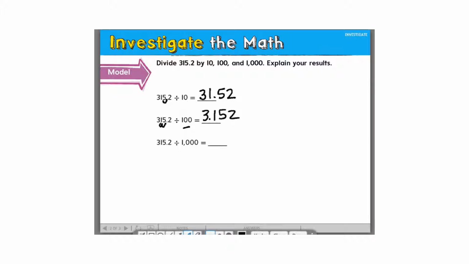Last one, I'm dividing by 1,000. I have the same number. This time I'm going to go 3 spaces. 1, 2, 3. I go 3 because that number is 1,000, and 1,000 has 3 zeros in it. So now I have that's my answer. I put a 0 at the front because anytime you have nothing before the decimal, you should put a 0 there to show that there's nothing. These ones I didn't because there was a digit there.